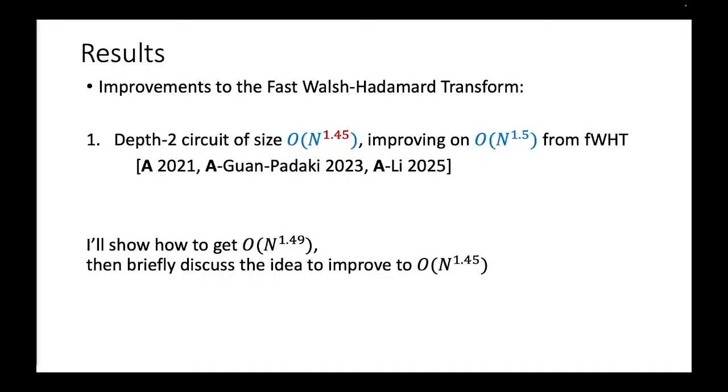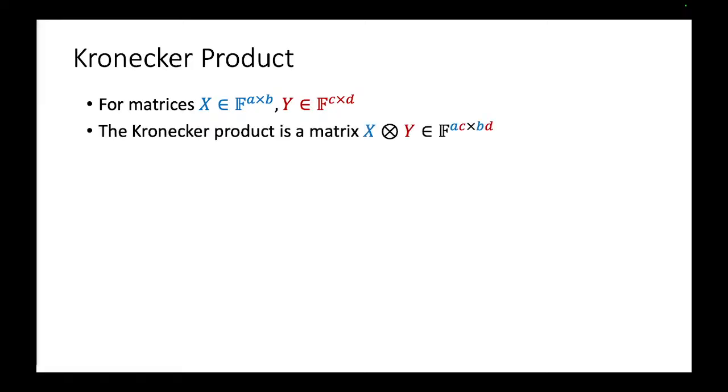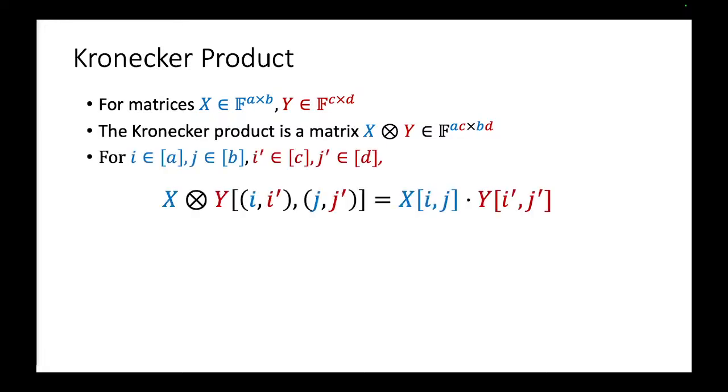Okay, so the key notation that I suspect in this audience you all have in the back of your minds is that we should really be talking about Kronecker products here. So for 2 matrices, if you have an A by B matrix X and a C by D matrix Y, their Kronecker product is an AC by BD matrix. It's defined in this way.